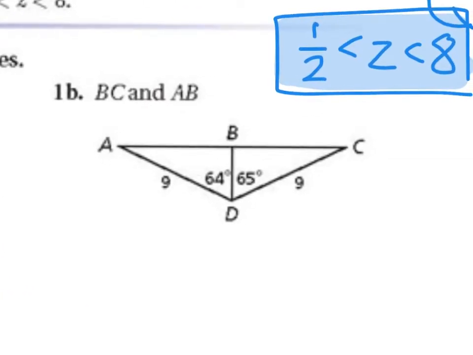1B, again, reflexive side. So I've got this side here that's congruent, and these are both 9, two pairs of congruent sides. And then I've got 64 is opposite AB, and I've got 65 is opposite BC. So I know that 64 is smaller than 65, which tells me this side opposite 64, which is AB, is going to be smaller than the side opposite 65, which is BC.